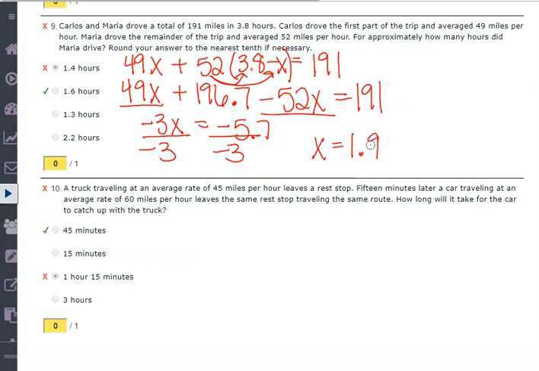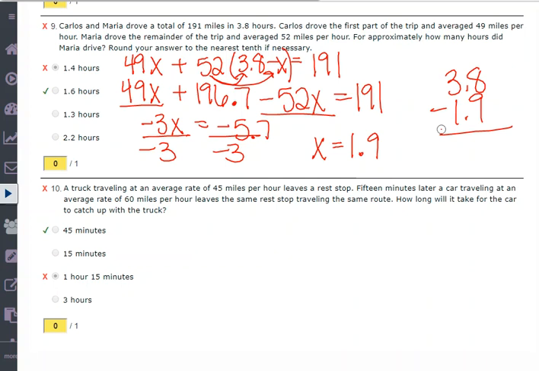And remember what x equals again, that's Carlos. We made Carlos the x. So if Carlos is driving for 1.9 of the hours, we need to take 3.8 minus 1.9, and that will give us the number of hours that Maria drives, which is 1.9. Why does it say 1.6? Let's see what I did wrong. Hang on just a second.